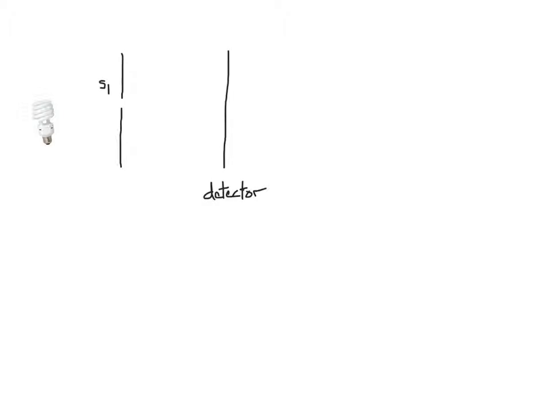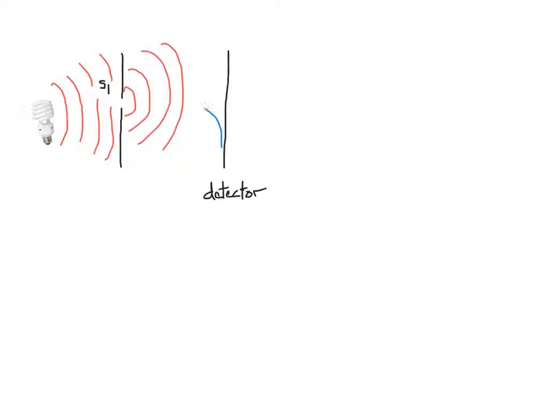So let's start the experiment off. We have a light bulb, and there's S1, which is the first slit. Light is propagating away from the light bulb, and some of it goes through S1. I'm going to draw what the wave fronts would look like as it went through. What that results in is, on the detector, a pattern like this, where most of the light goes straight through S1 and then hits the detector.